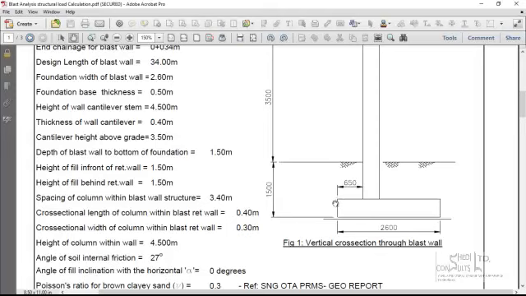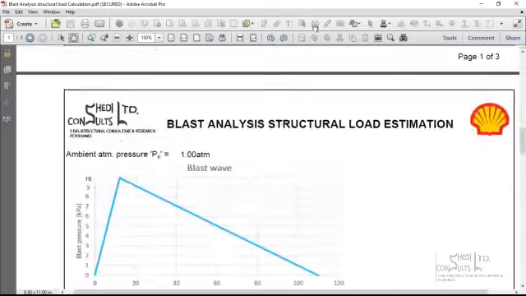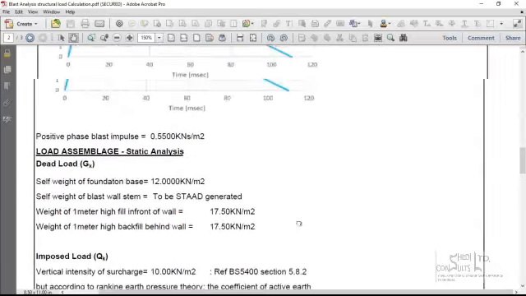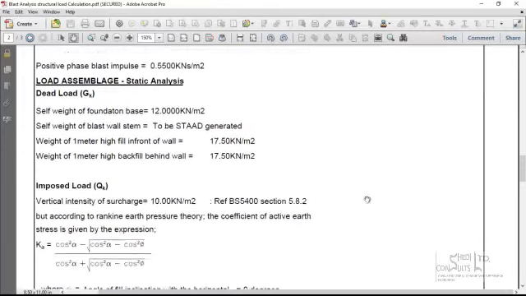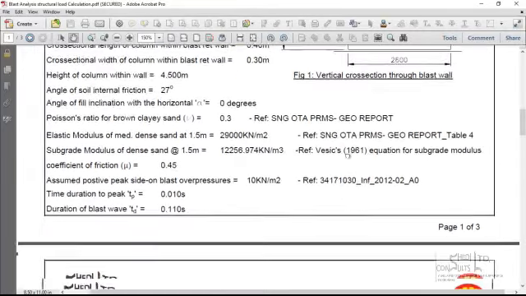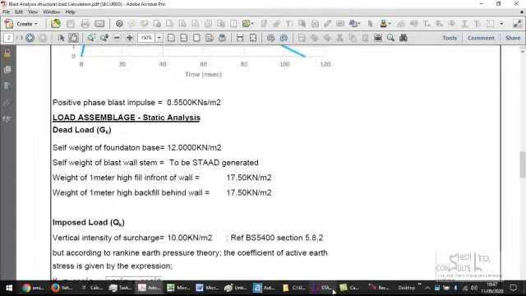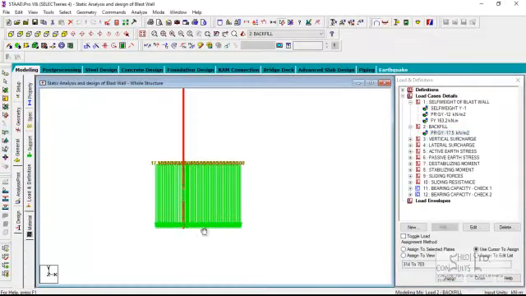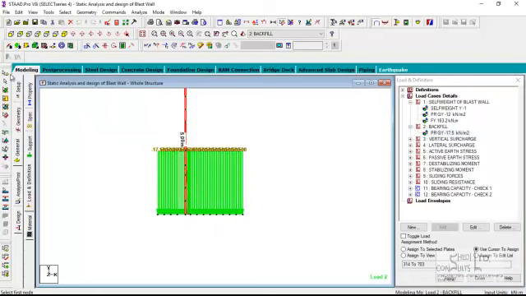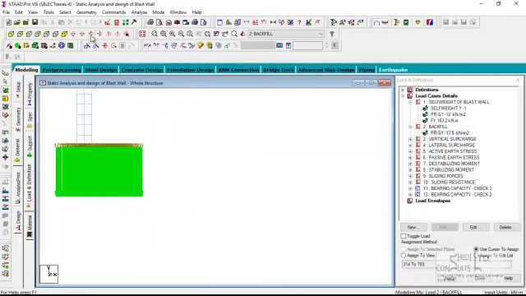Okay, so 1.5 minus 0.5 is 1 meter. So that 1 meter weight is 17.5. Similarly, you have that weight on this side, though on a larger surface area. So that was calculated and applied. That's the weight of backfill. So we can see that applied on two sides, one on a smaller surface area and one on a larger surface area.